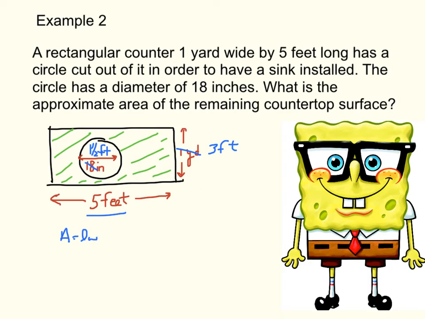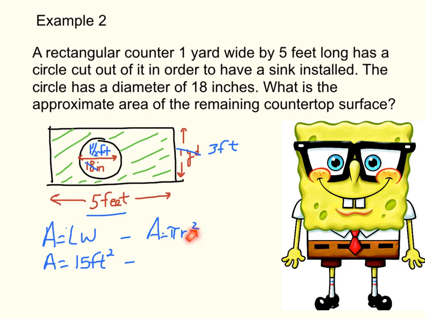Area, length times width. Let me actually make that so you can see it. Area equals length times width. So that would be area equals 5 times 3, which you know is 15 feet squared. Subtract the area of a circle, which is pi r squared. So we're going to subtract pi times the radius squared. And so if we take 3.14 times the radius is half of 1.5. So that would be 3/4 of a foot, or 0.75.